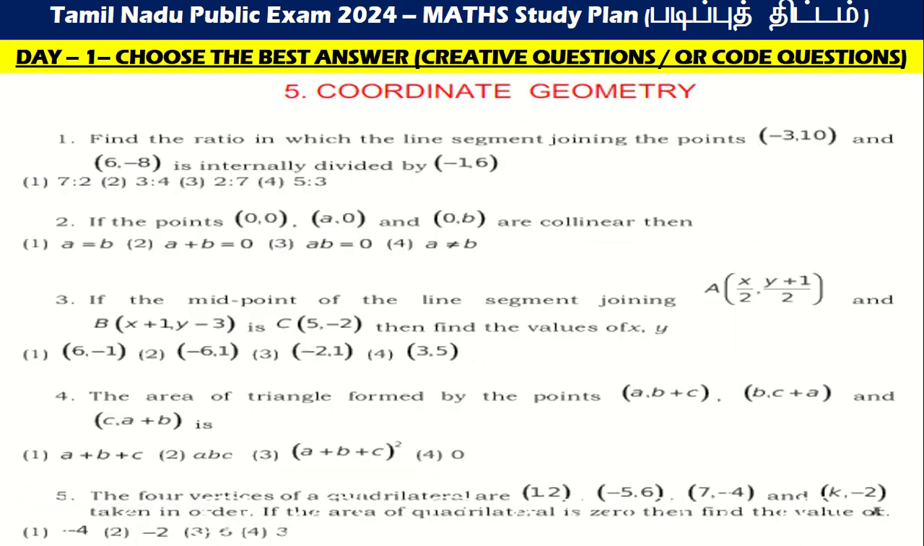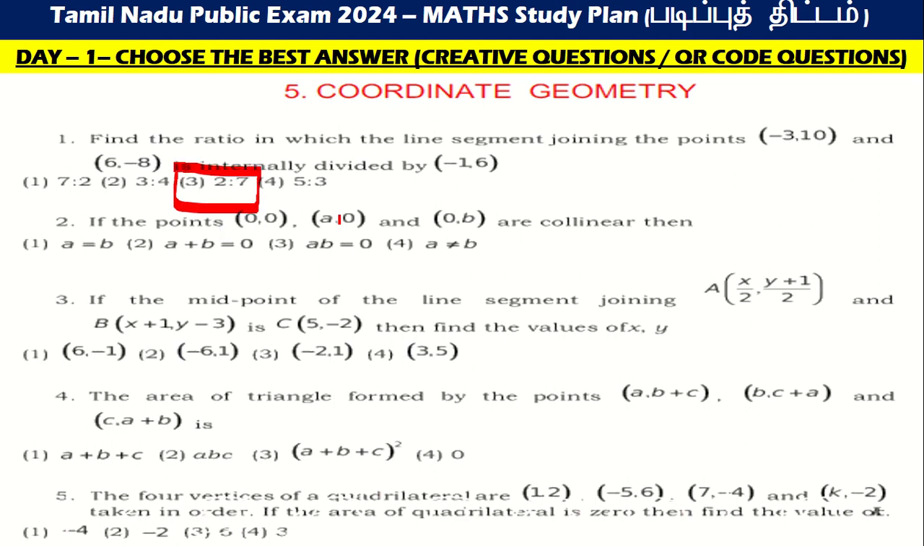Next one. Find the ratio of the line segment joining the points minus 3 comma 10 and 6 comma minus 8 and is internally divided by minus 1 comma 6. Then what is your answer? So my answer will be 7 is to 2, 6 3 is to 4, and then my answer is 2 is to 7.